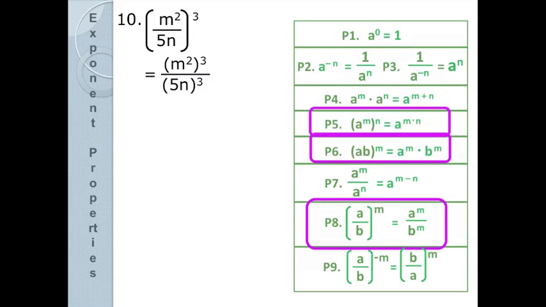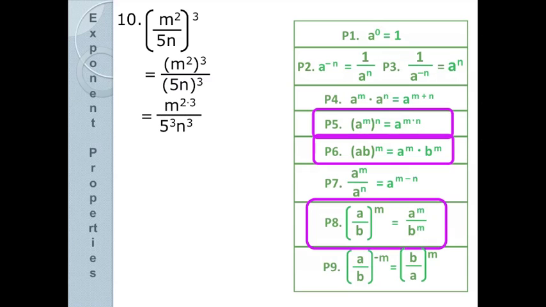You could go ahead and use properties 5 and 6, multiplying a power to a power and applying the exponent. So first in the numerator, a power to power you multiply. In the denominator, applying the exponent, the 5 gets the third power and the n gets the third power. So our final answer is m to the 6th over 125 n to the third. We cannot go any further and simplify by subtracting exponents because we do not have like bases.